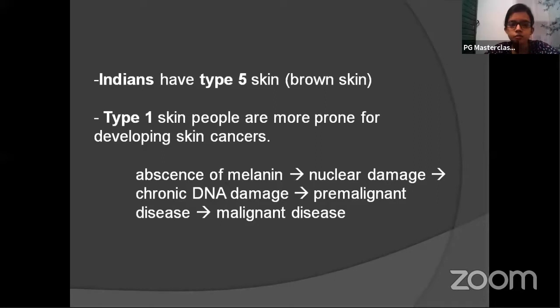Type 1 skin, which are more fair skinned people, are more prone to developing skin cancers. This is because, as I've told, melanin protects us from UV radiation, and in absence of melanin, there is nuclear damage by the ultraviolet rays, which causes chronic DNA damage, which then leads to pre-malignant disease, which then converts into malignant disease.